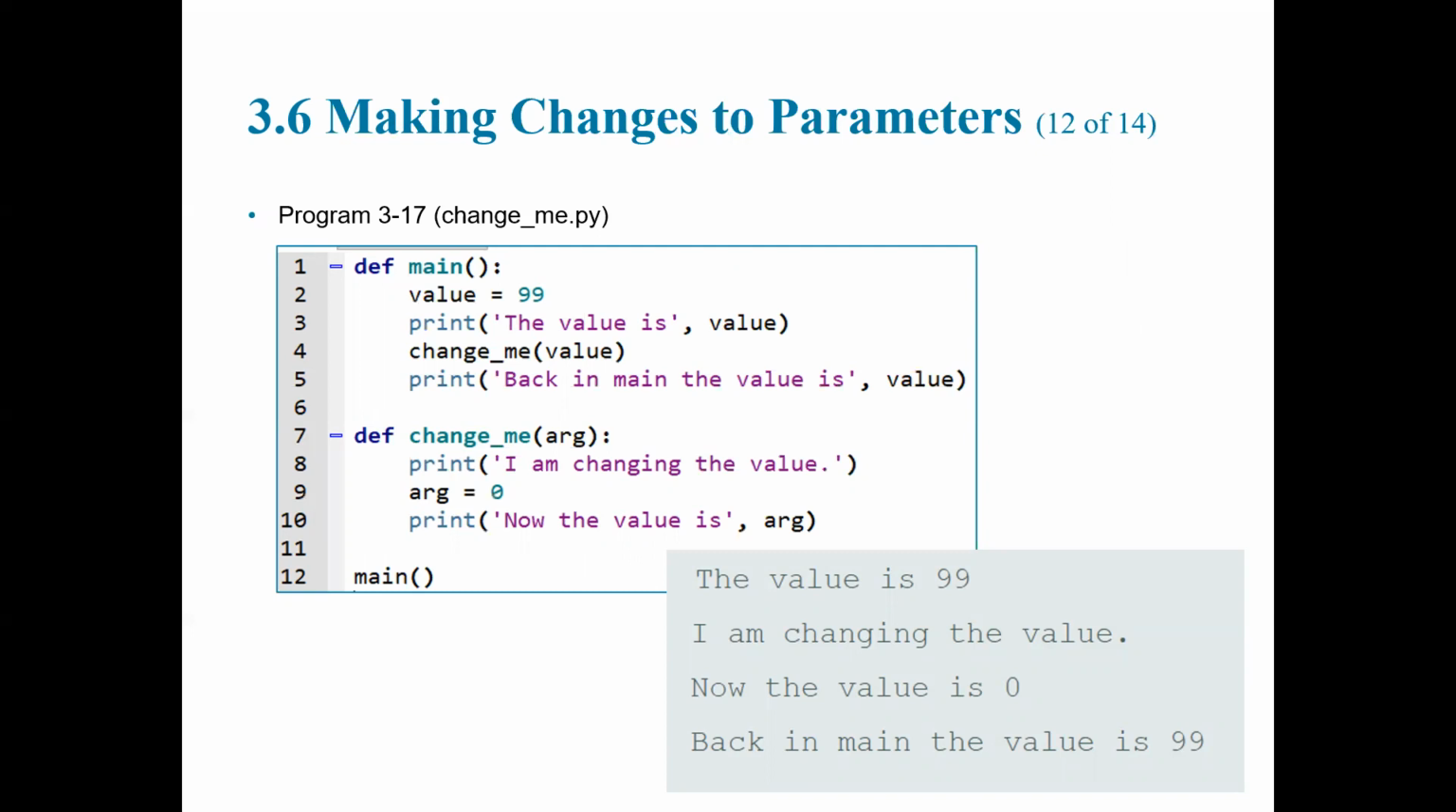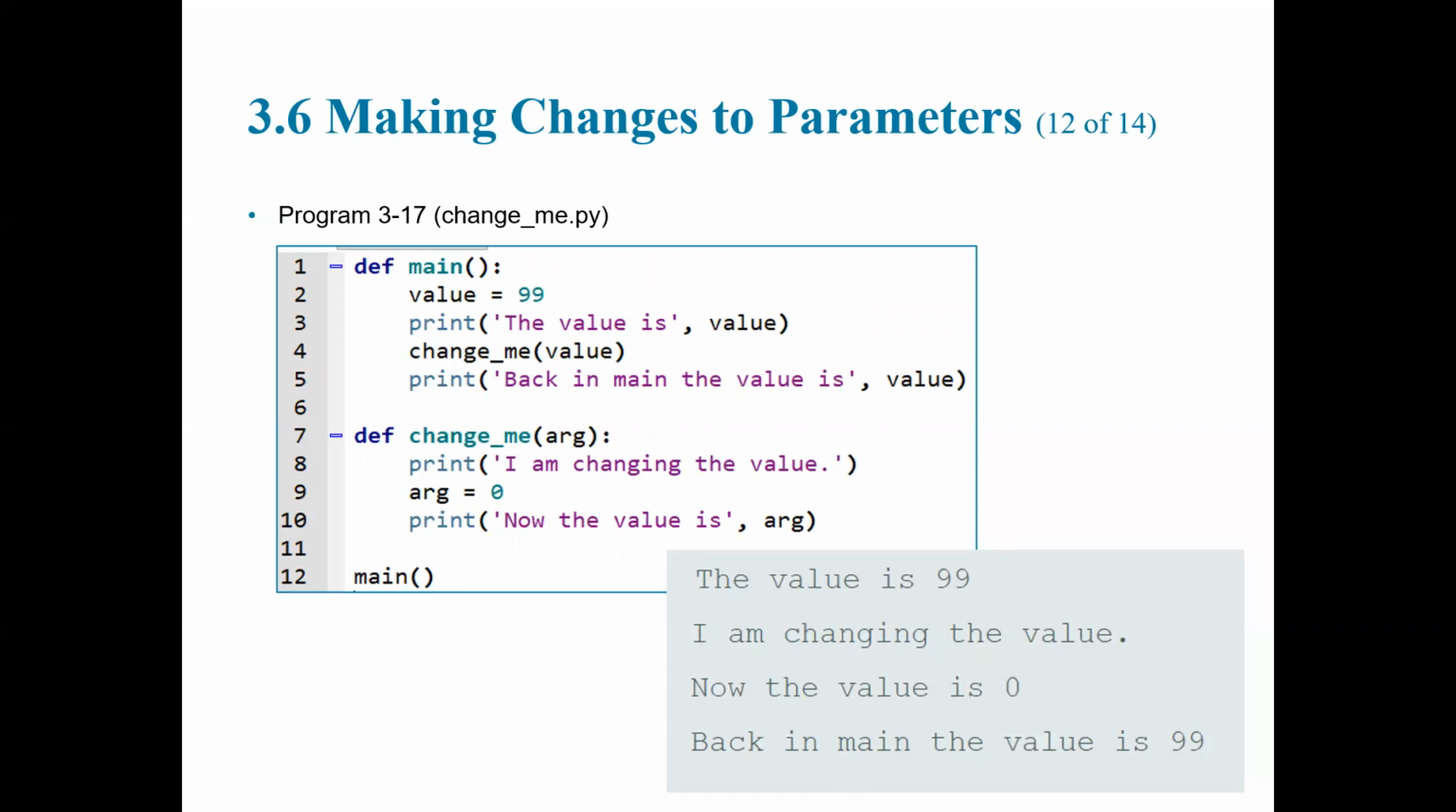Okay, so going to main, I see that 99 is assigned to value, and I print out the value. The value is 99. Then I call change me, passing 99 to it. Inside that function, 99 goes into args, but then I assign 0 to args and print it out. I say now the value is 0. But then the flow of control goes back to line 4 and then to line 5, and it says back in main, the value is value. So what happens here is it prints out the 99.